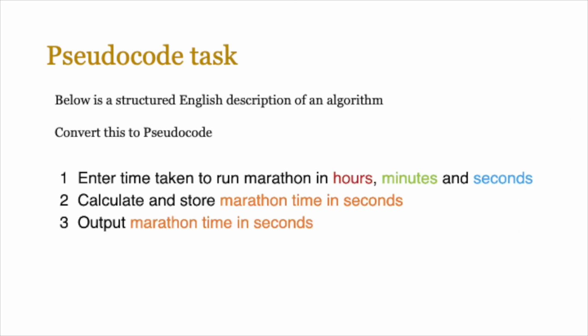Now let's play around with pseudocode. On screen, you will see a structured English description of an algorithm. You need to convert this into pseudocode based on the pseudocode guide that you've got. So you've got 3 steps. Step 1, enter time taken to run marathon in hours, minutes, and seconds. Calculate and store the marathon time in seconds, and then output the marathon time in seconds. Okay? So pause the video and then have a go at the pseudocode task.